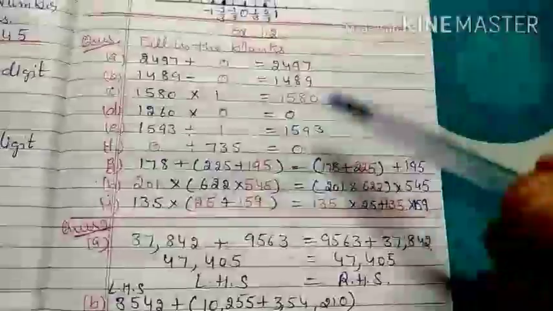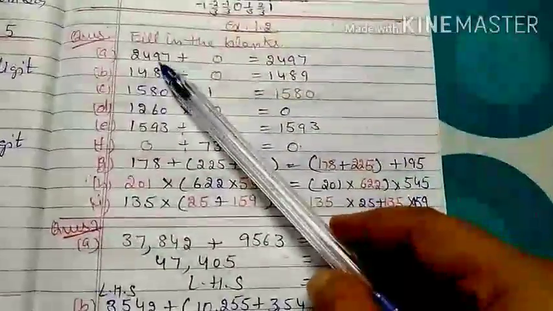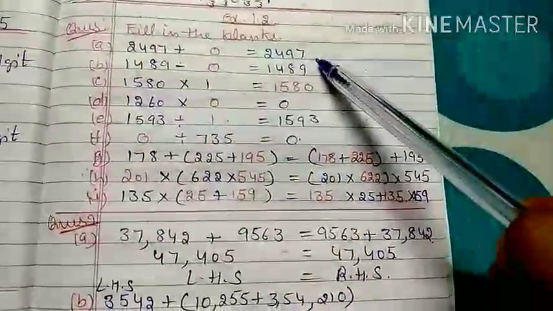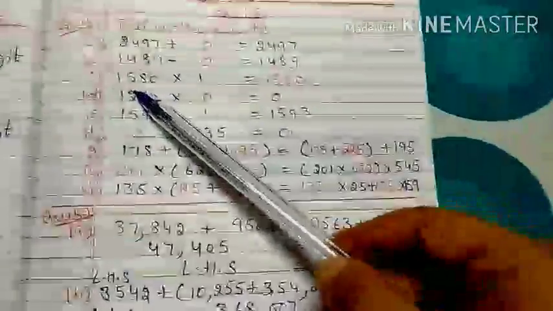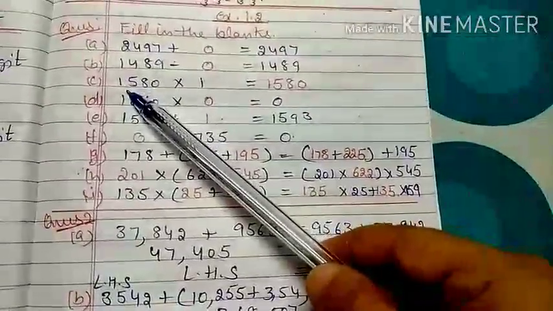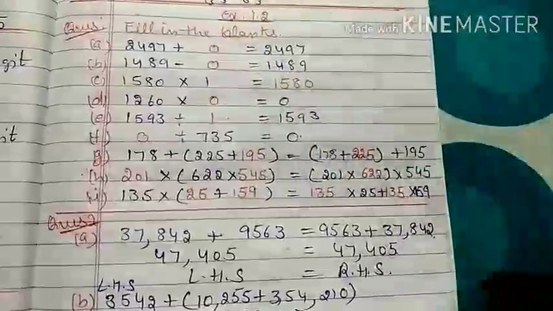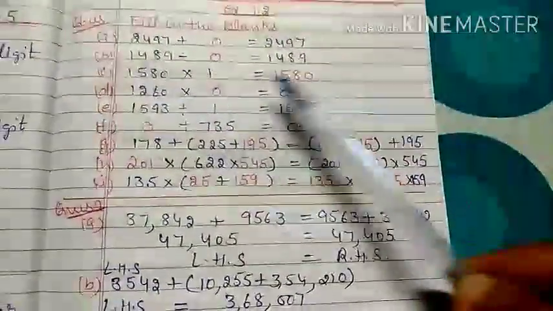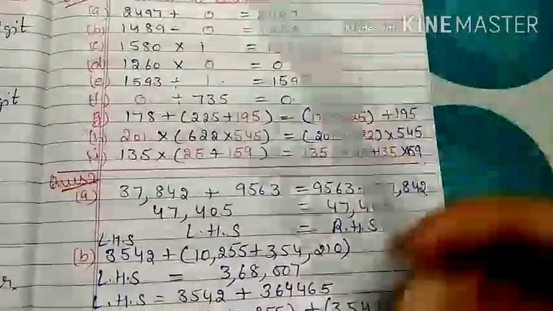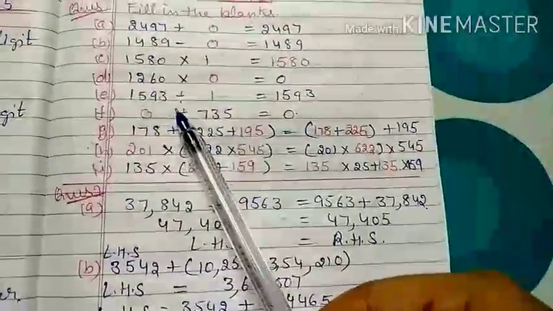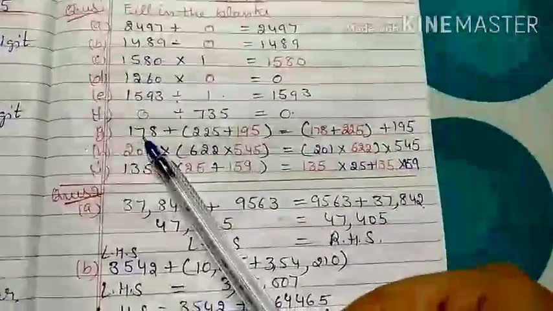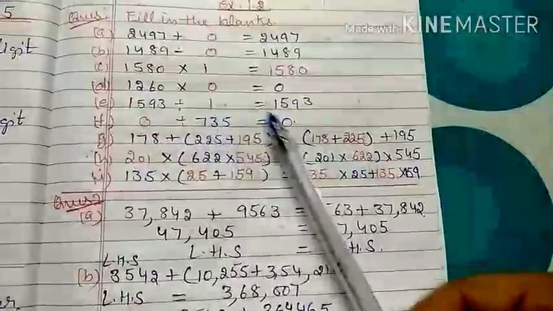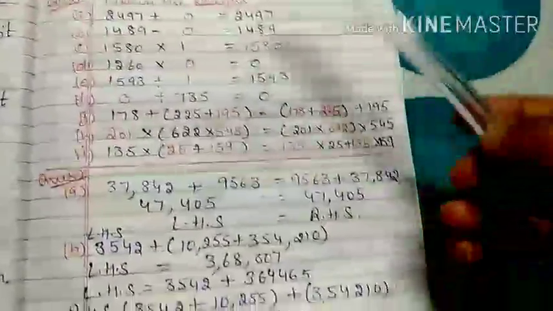Here fill-ups are there. Which number do you have to add to 2, 4, 9, 7 to get the same answer, 0. Similarly for subtraction. But when you multiply 1580 into 1, that gives you the same number. But when you multiply any number with 0, that gives you 0. If you want the same number after division, it means that number is divided by 1. If any number divided by any number gives you 0, that means your numerator is 0.